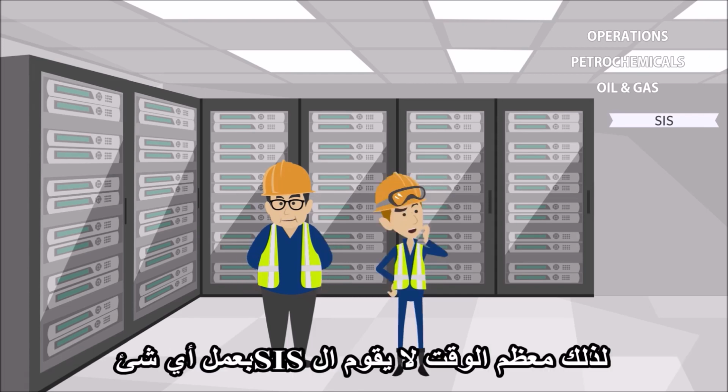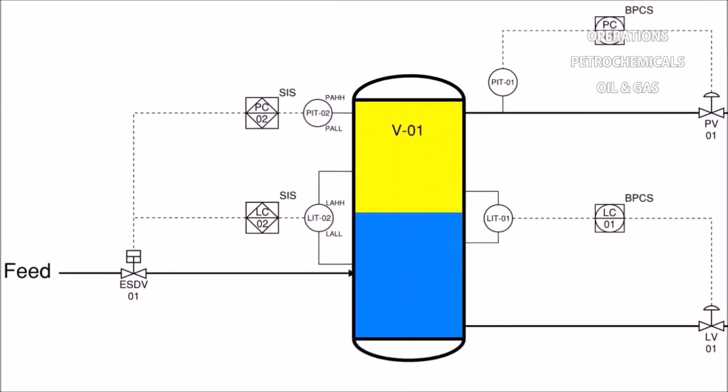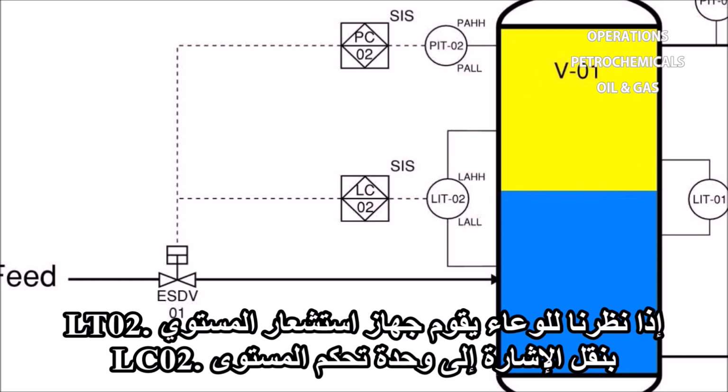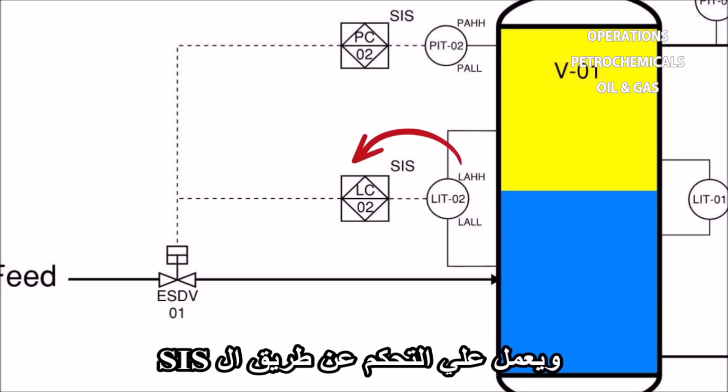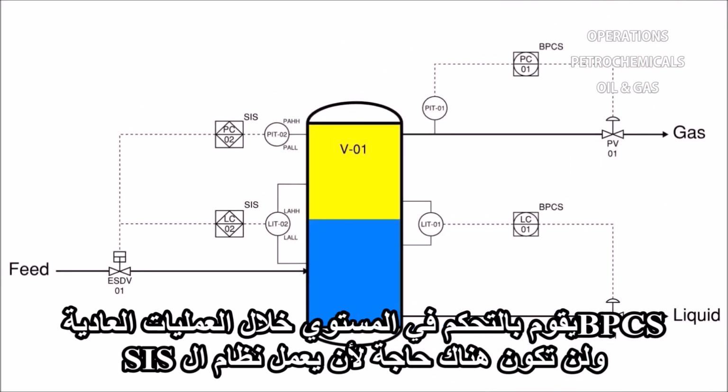So most of the time the SIS isn't doing anything? Not exactly. The SIS is constantly receiving signals from the process to ensure it is operating safely. Looking back at the vessel, the level transmitter LIT2 is sensing liquid level in the vessel and transmitting a signal to the level controller LC2, the level controlling function on the SIS. During normal operations, the BPCS will be controlling the level, and there is no need for the SIS to act.